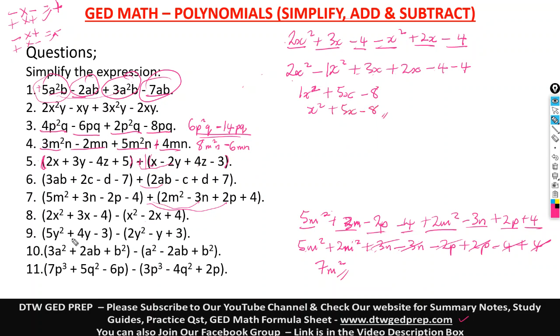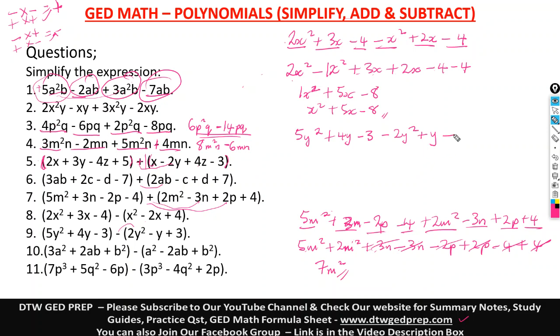Number 9, we open this up. So we have 5y squared plus 4y minus 3. Now there's something here, so we multiply. So that's a negative times 2y squared. That will be negative 2y squared. Then a negative times a negative y. That will give us a positive y. And a negative times positive 3.